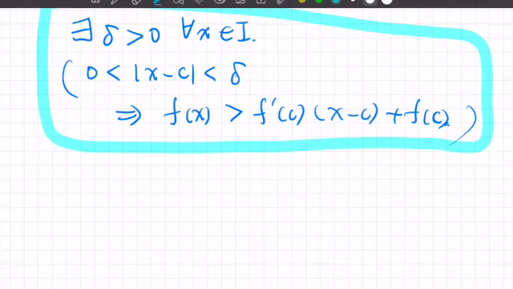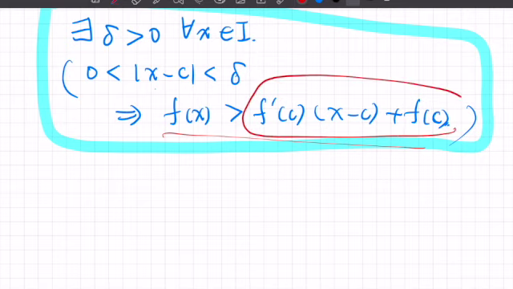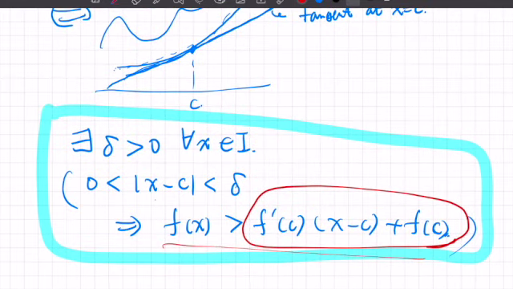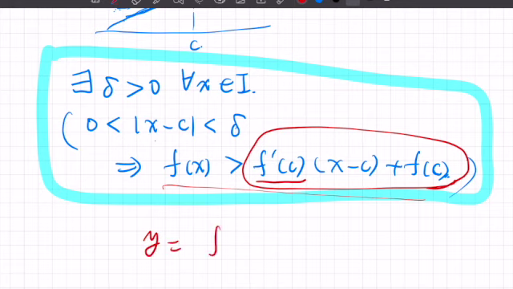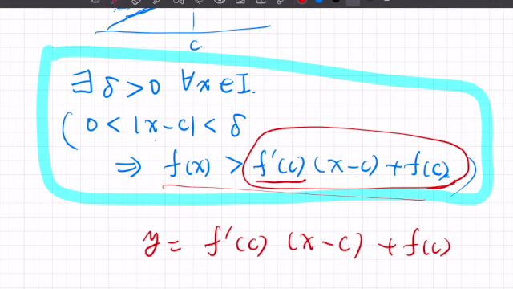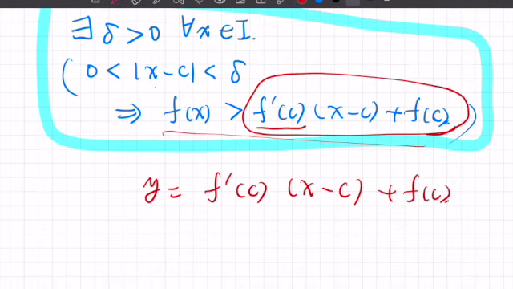But what does this equation mean? This one. Especially this one. This one is actually the equation of the tangent line, right? So its slope is f prime of c. So it's the slope of the tangent line at point c. And this line, so maybe we should write y equals f prime of c times x minus c plus f of c. So this is the equation of a line that passes through the point c and f of c, right? c and f of c.